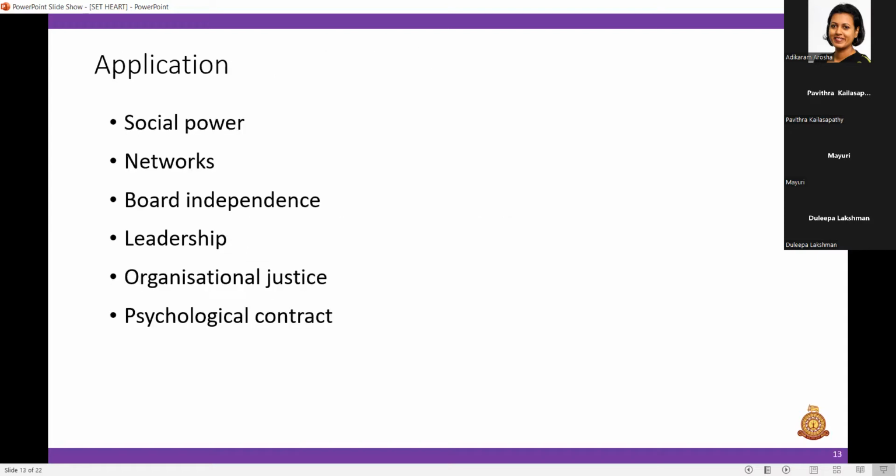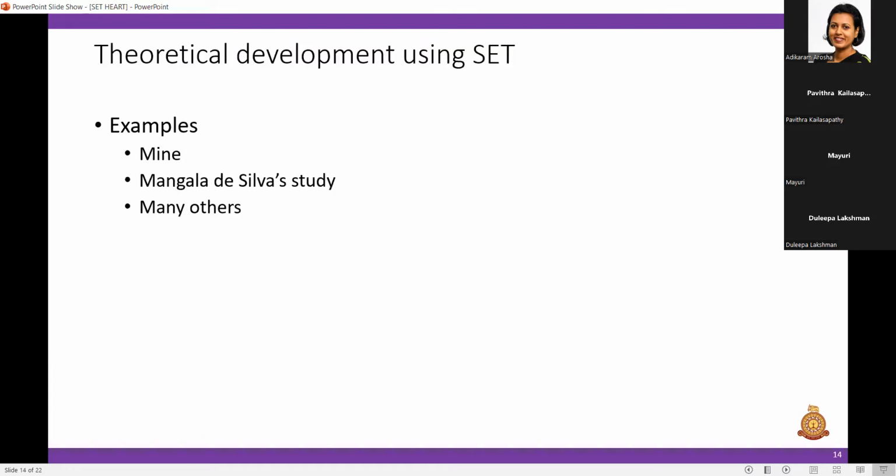But you would also see, in psychological contract, organizational justice, especially distributive justice and all that, how people perceive that. And you can use that perception, using social exchange theory, to predict and propose various positive relationships. So social power, networks. So this is where even negotiation and all that comes in. So networks, board independence, leadership, organizational justice, psychological contract are other fields where, in management research, social exchange theory has been used.